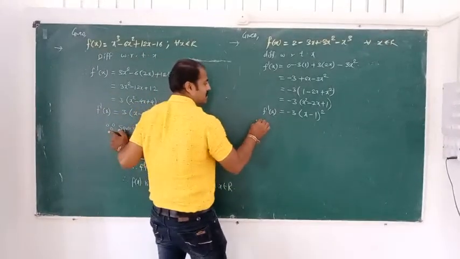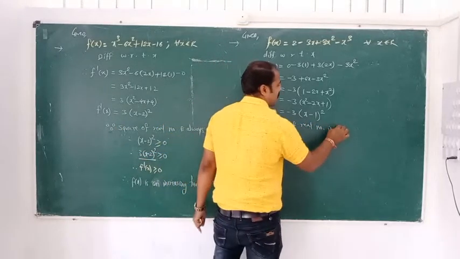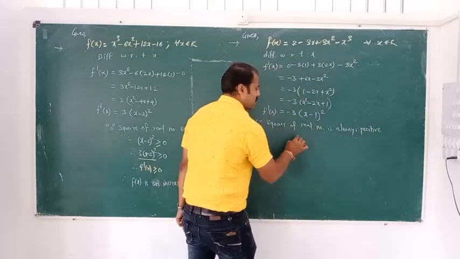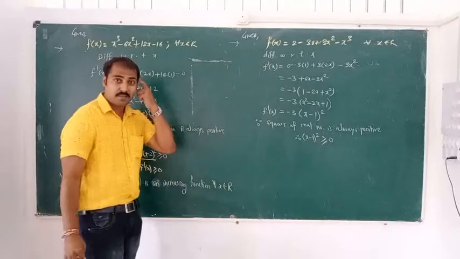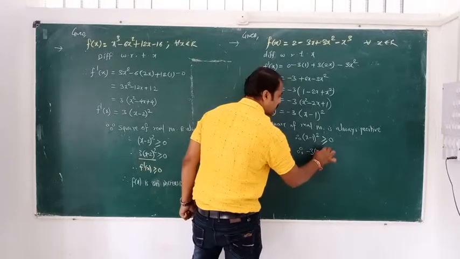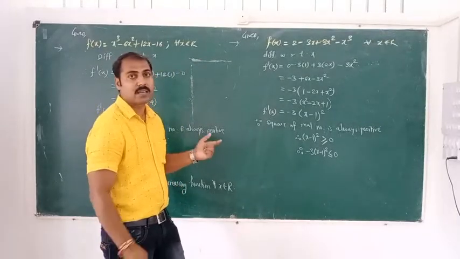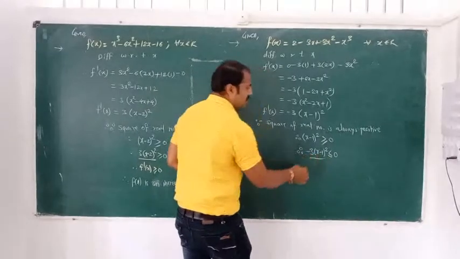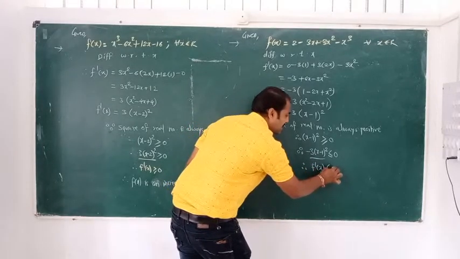Now, we know that the square of a real number is always positive. Therefore, I can say here (x minus 1) squared is greater than or equal to 0. Multiplying both sides by minus 3, therefore minus 3 into (x minus 1) squared is less than or equal to 0. By the rule of inequalities, if we multiply an inequality by a minus sign, then the inequality sign changes. This term, minus 3 into (x minus 1) squared, is nothing but f dash of x. So I can say here f dash of x is less than or equal to 0.